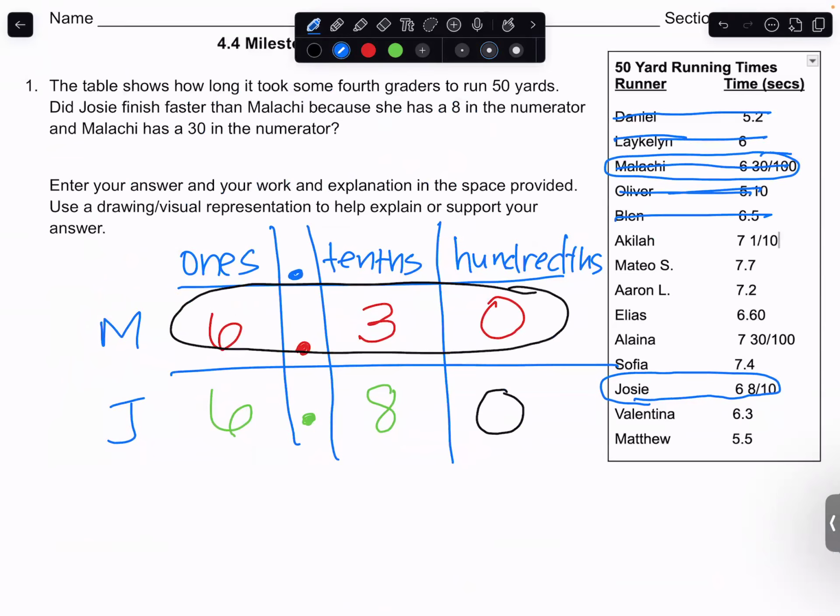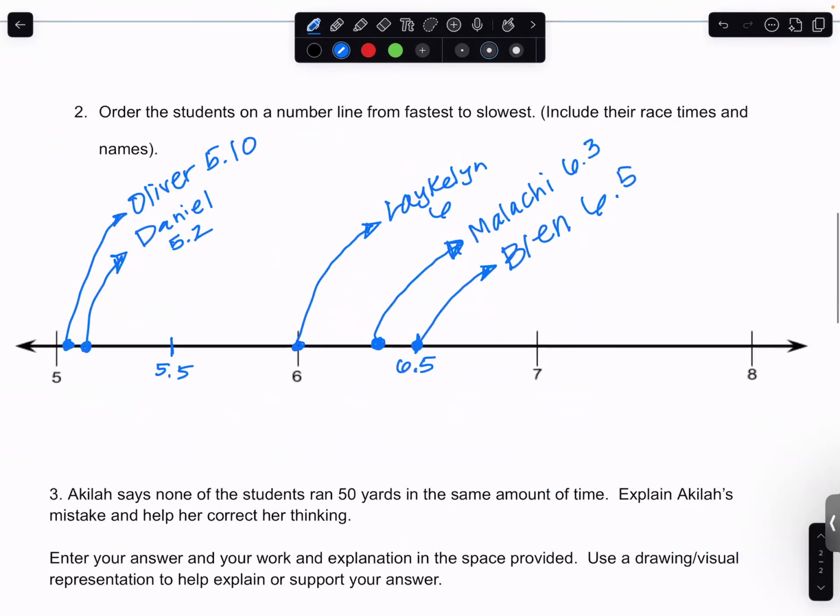Akila ran 7 and 1 tenths. So we know it'll be between 7 and 8. We know a benchmark here is 7 and 5 tenths. So she's closer to 7. And Akila, I'm gonna write her down here. Akila, 7.